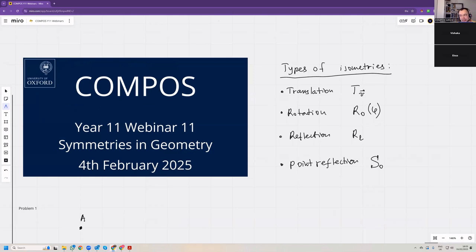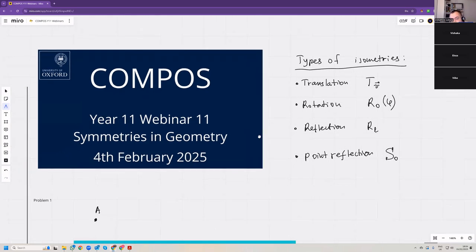So I'm planning to do a brief-ish session today, perhaps an hour, maybe just over an hour, and quite an interesting topic: symmetries in geometry. And you've touched this topic in GCSE, of course. We'll try to make a slightly more formal approach to the topic. So yeah, welcome.